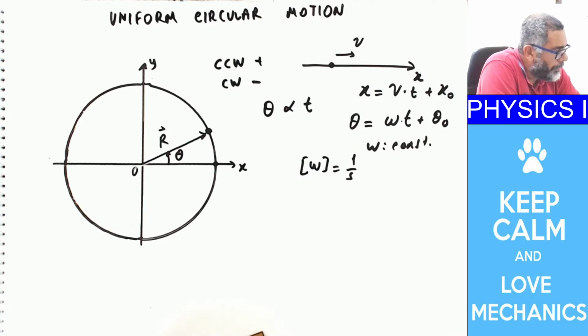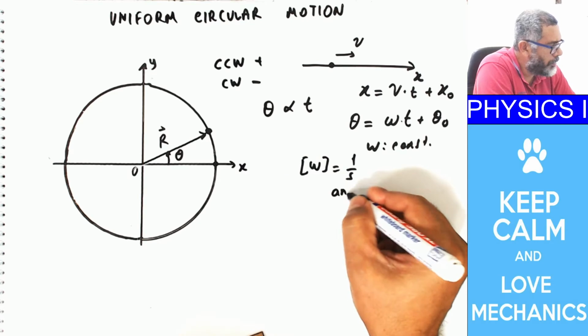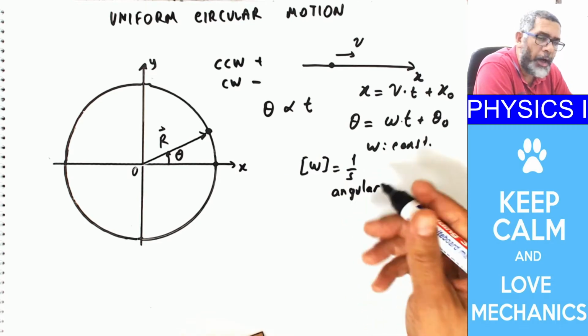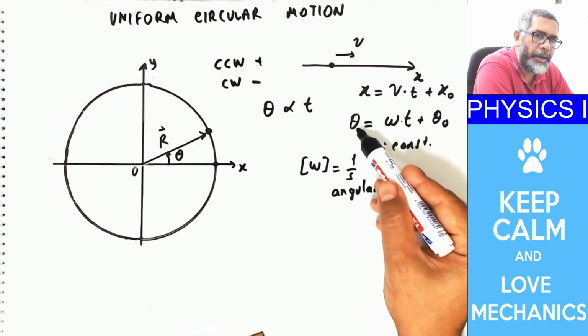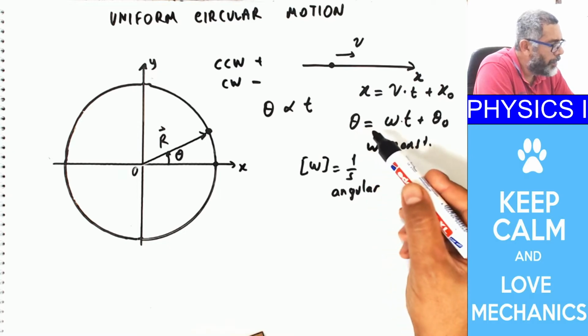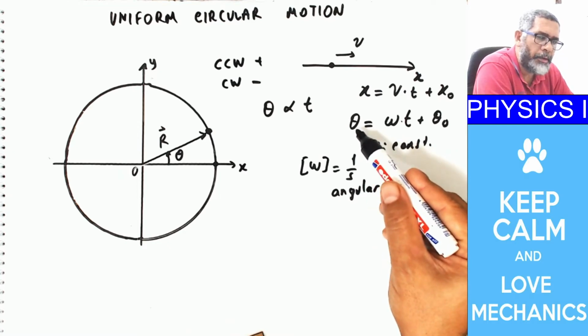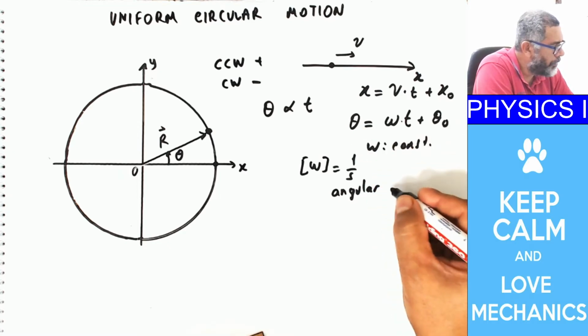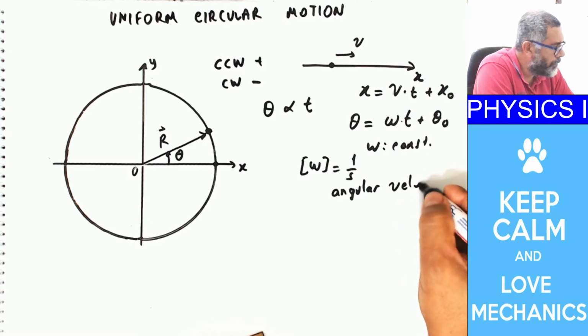In fact, this omega is nothing but the angular velocity. It is called angular velocity because it measures the rate of change of the angle, right? Omega. So it's called angular velocity.